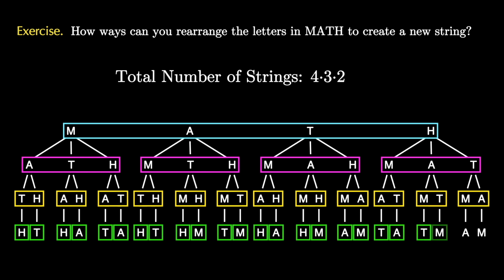Since the number of choices is independent at each stage, we can multiply the numbers together to get that the total number of strings is 4 times 3 times 2 times 1, which is 24.